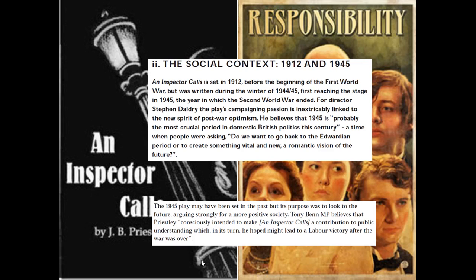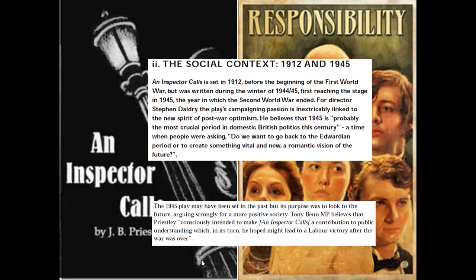Now in that first box, you've got a little reference to the final quotation there. Do we want to go back to the Edwardian period, or to create something vital and new, a romantic vision of the future? Some people say this is what Priestley had in mind when he wrote this play. He fought in the First World War. He knew what it was like to be on the front lines. So he obviously felt strong enough to write this play.